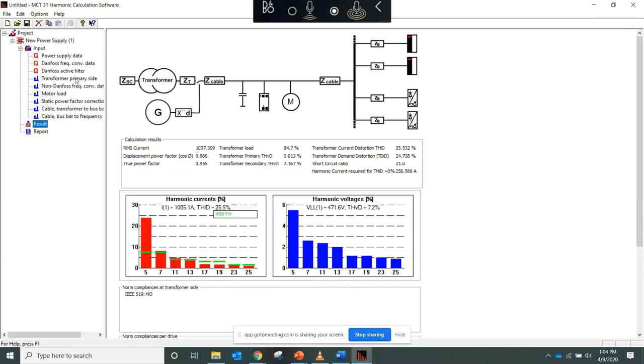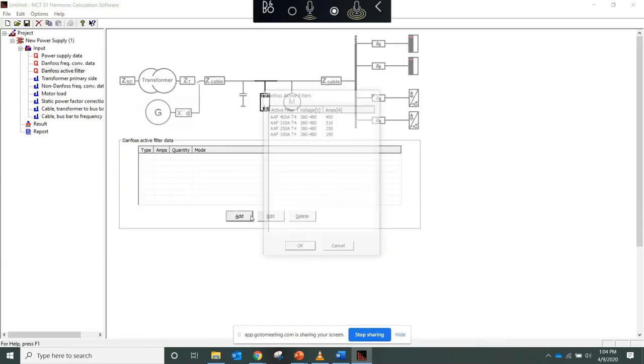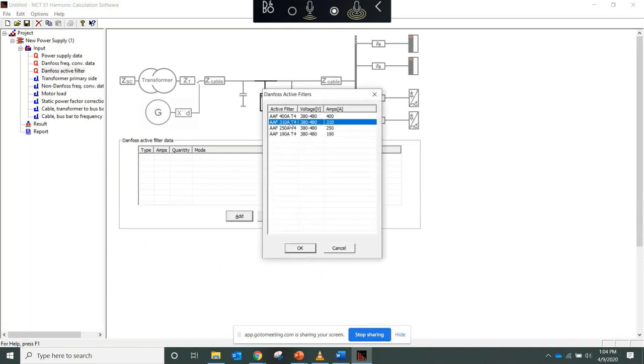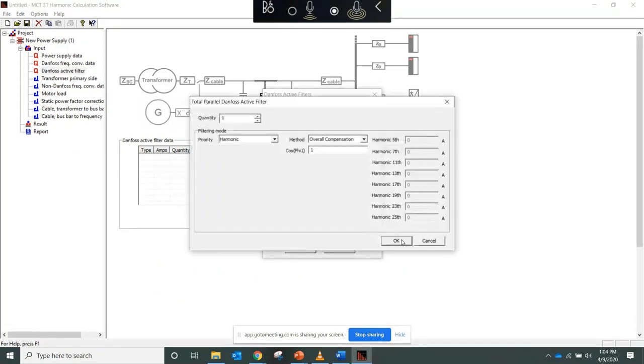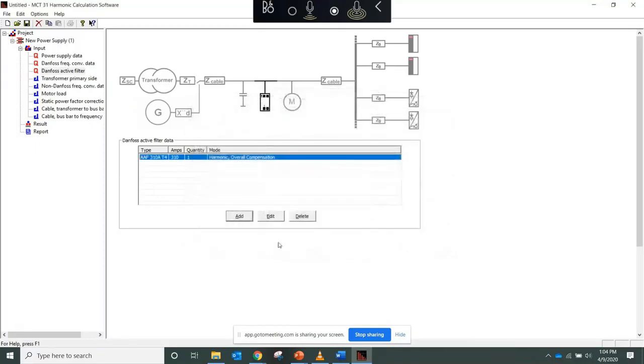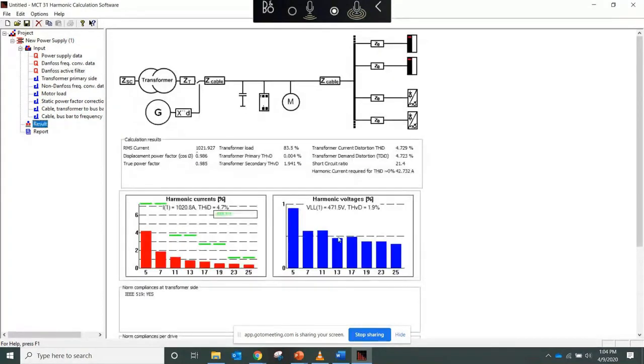But if I wanted to see what happens with an active filter, I could add a standalone active harmonic filter. Let's say I do one at 310 amps. The active filter has a choice between doing harmonics or power factor correction. I'm just going to do overall compensation of harmonics. And I look at my result here, and boom. 83% loaded, 1.9% voltage distortion, 4.7% current distortion. So a single active filter can mitigate all 4 of those drives on that transformer, and you'd be fine. So it gives you some flexibility in how you want to do things.